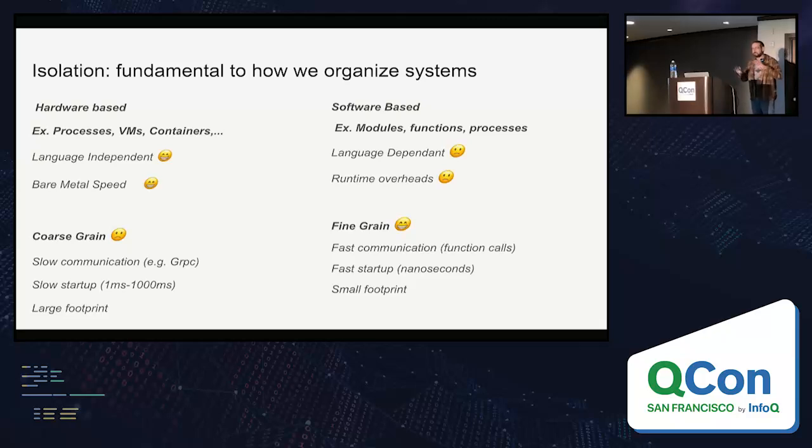doing fine-grained things. The other place where we see isolation, which we often take for granted, is within programming languages. This could be modules, functions, or in programming languages like Erlang and OTP, we have soft processes. So these are language dependent, and they impose runtime overheads, but they can be very fine-grained. We can start and stop these things in nanoseconds. They have very small footprint, and they really match how we think about things.